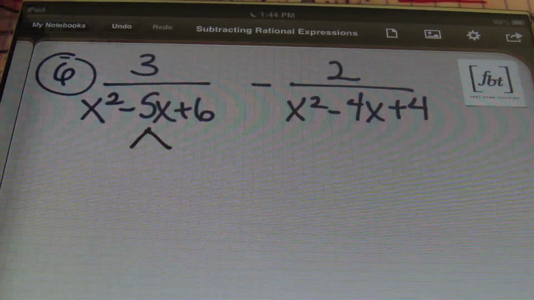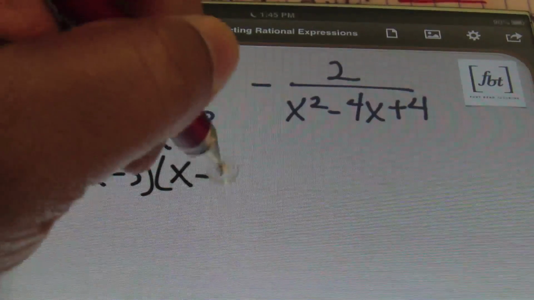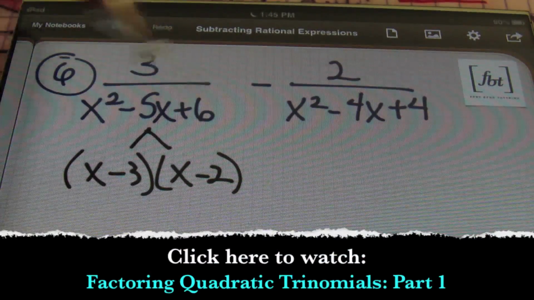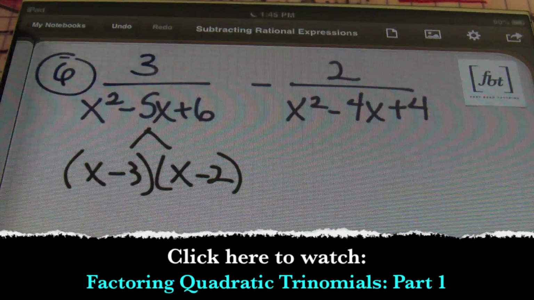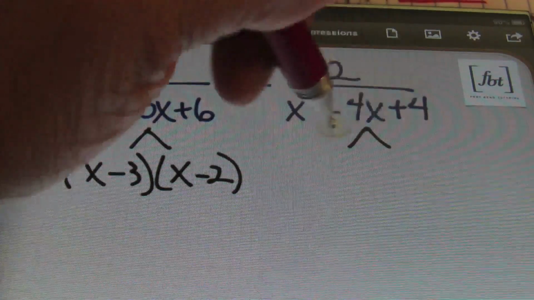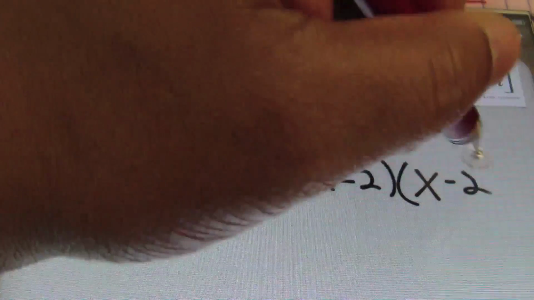This first trinomial, you'll end up with x minus 3 times x minus 2. In other words, the negative 3 and the negative 2, those were two numbers that will multiply to give you positive 6 and add to give you negative 5. So that's what we have. If you factor out the second term's denominator, you'll have x minus 2 times x minus 2.